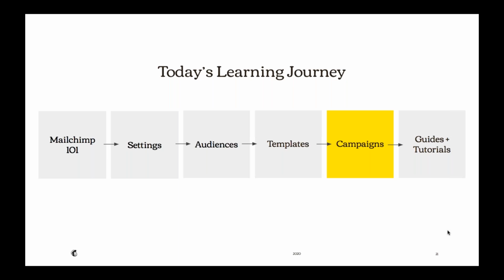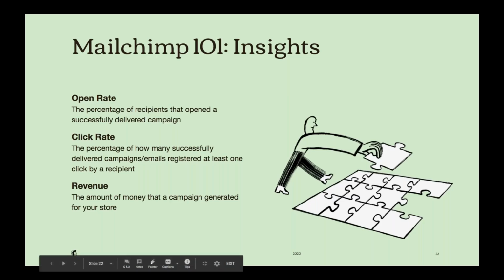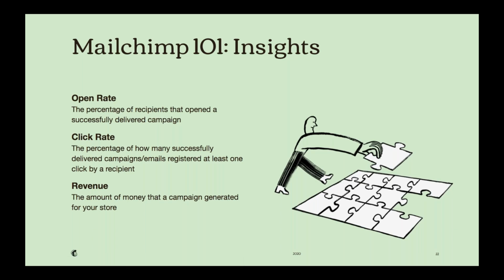Let's first review some terms around metrics that help to measure the success of your email campaigns and your marketing overall. Some of the key metrics that can be tracked include open rate, which is a percentage that tells you how many subscribers opened your successfully delivered campaign, click rate, which is the percentage of how many successfully delivered campaigns registered at least one click.